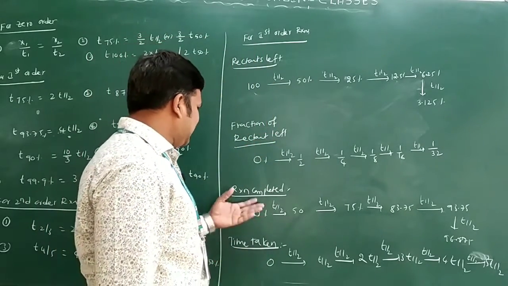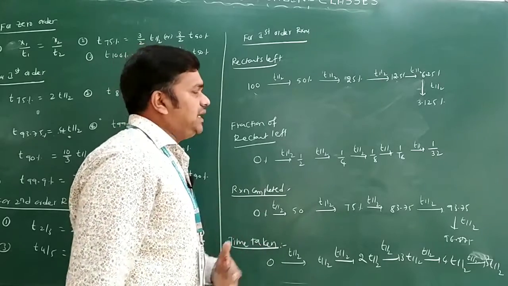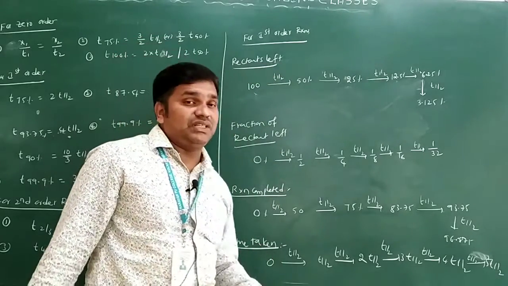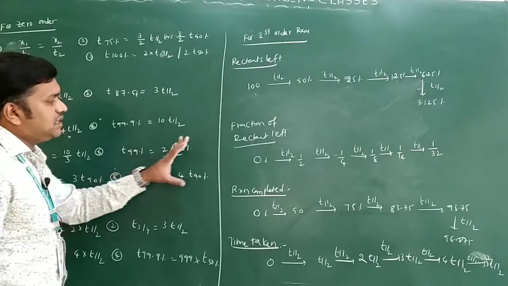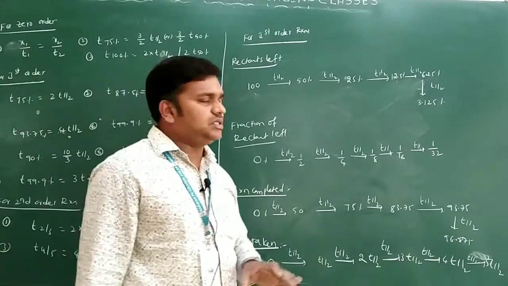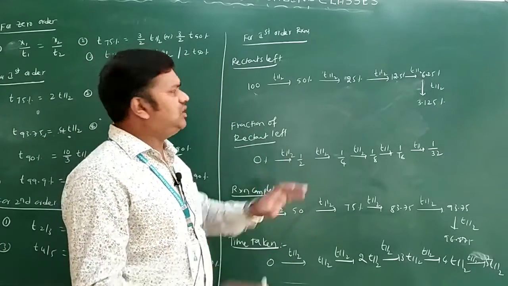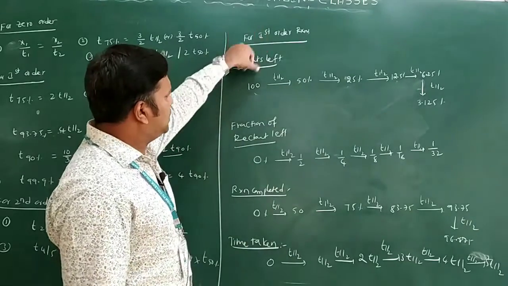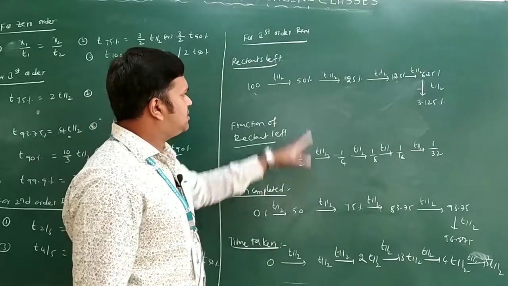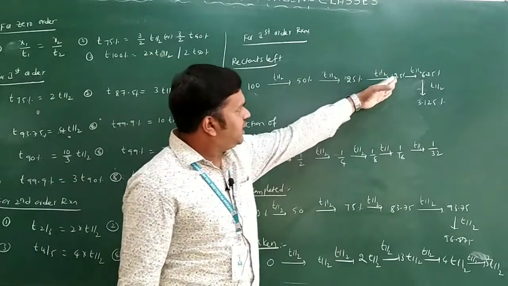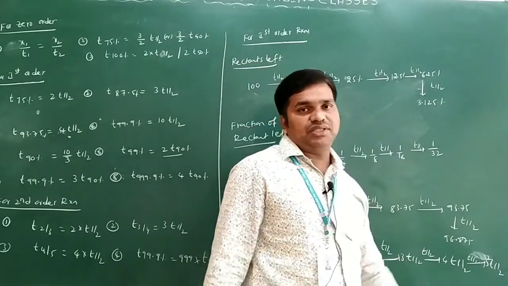Time I am taking, reaction completed, fraction of the reactants left in the reaction. Then how we get the relations and all, we will get from this one. So this time elaborately I am writing. All are equal. If you take this one, you will write all the relations. 100% is there. This is what? 50%, 75%, 87.5%, 93.75%, and so on.